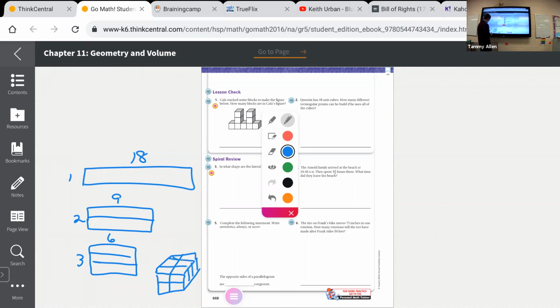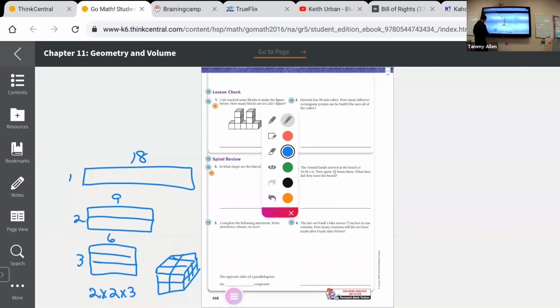Couldn't that happen? If there are, does that work? 2 by 2 by 3? Does that give us 18? I'm not sure I do it right, but 2 by 2 by 3? Nope, that's not 18. How about 2 by 3 by 3? How about that one?